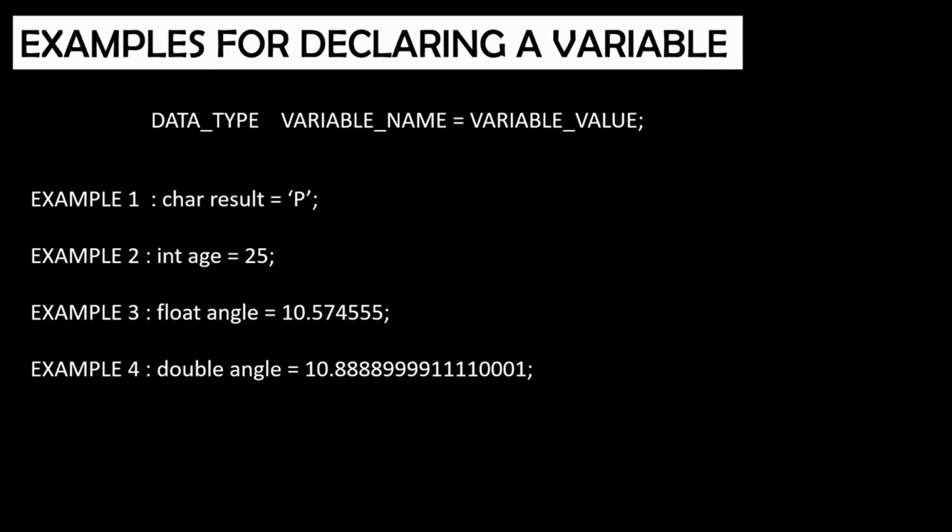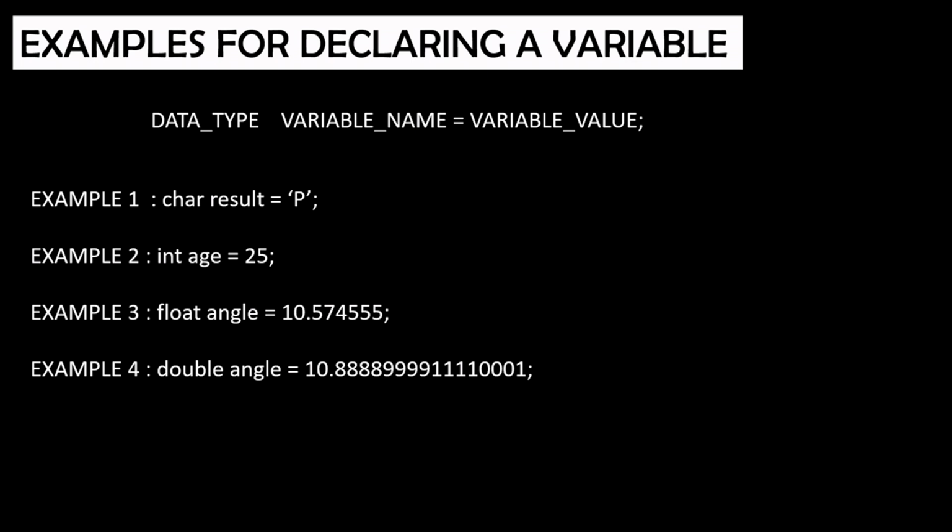Here are some examples for declaring a variable. The syntax for declaring a variable is to be followed. In the first example, char result is equal to p is an example of the character data type. But the point to remember here is to always declare a char value within single quotes. There are also other examples such as int, float, and double.